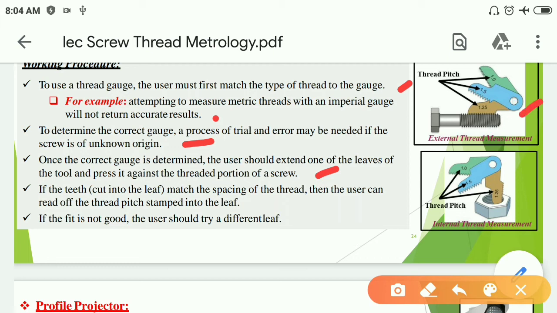How is it? If the thread cut into the leaf matches the spacing of the thread, then the user can read off the thread pitch stamped into the leaf. Here the indications are 1.0, 1.5, 1.25. So different leaves will be there for different sizes of pitch. If the fit is not good, the user should try a different leaf. So it is not that accurate compared to others, so it is not used for precision measurements.